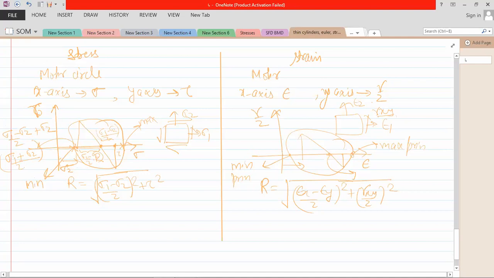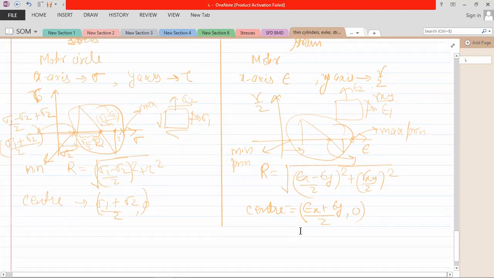Now this center value, your center is at sigma 1 plus sigma 2 by 2 comma 0. This is the y coordinate. Here, your center value is epsilon x plus epsilon y by 2 comma 0.